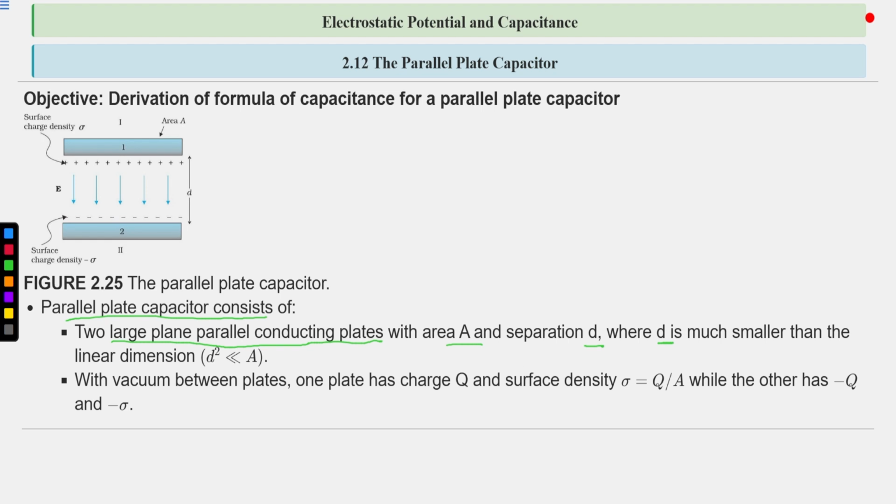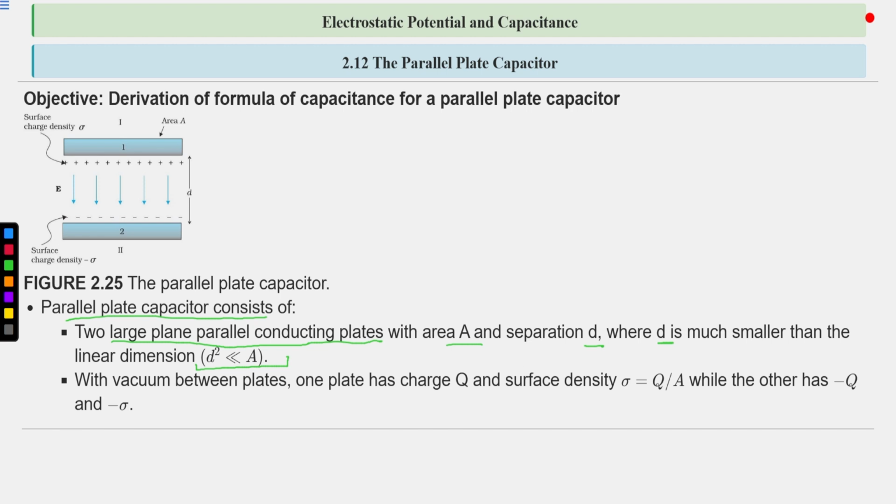d square is much less than the area of the plates. So it means that the amount of separation between the plates is very much smaller than the area of the plates. Why are we considering this? We will also get to know in the upcoming slides why we are taking this assumption that d square is much less than the area of the plates.